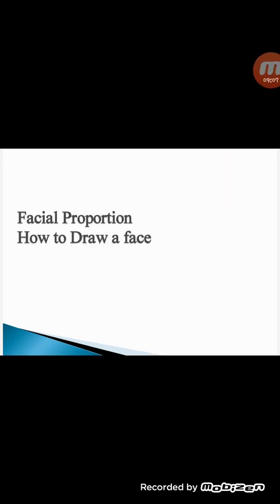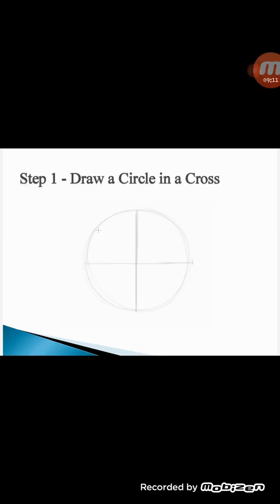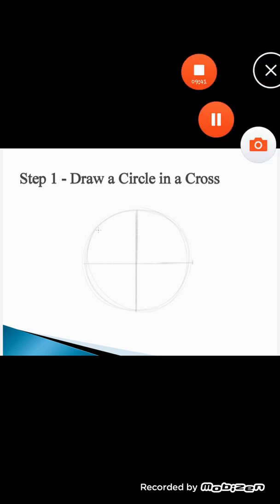Facial proportion. How to draw a face from the front, step by step. Step 1. Draw a circle and a cross. We will first draw a circle and two intersecting lines that connect directly in the center. The circle represents the top portion of the head. We will use the intersecting lines to determine the location of the facial features.